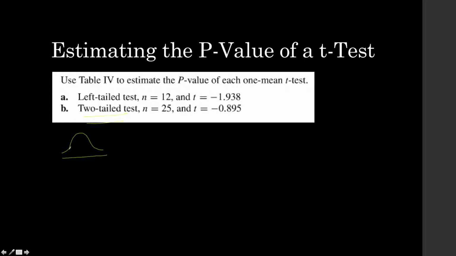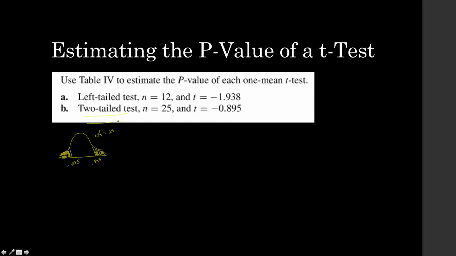And we know that this is 0.895. And since it's two-tailed, we know it would be to the left of this, but we also know we have something to the right over here because it's two-tailed. That would be 0.895, the positive version. And we know the degrees of freedom here is 24, 25 minus 1.